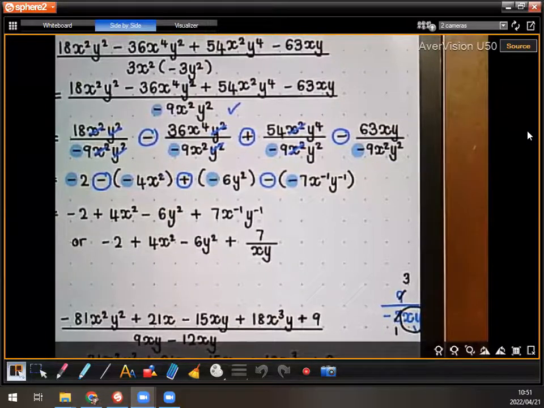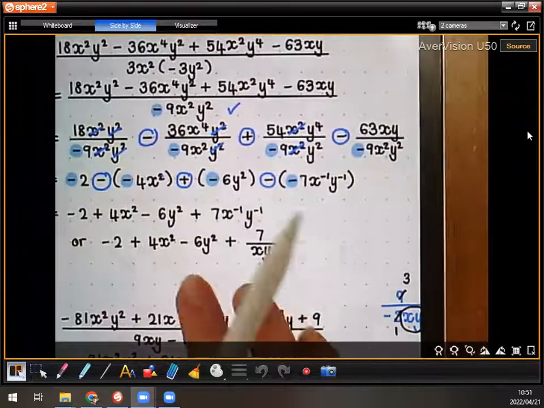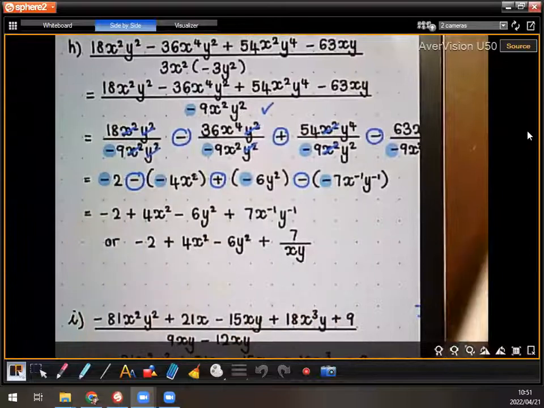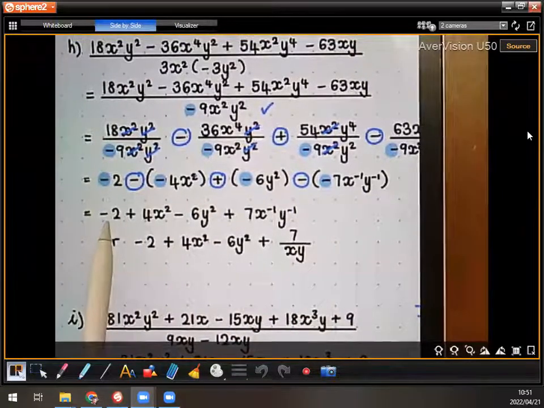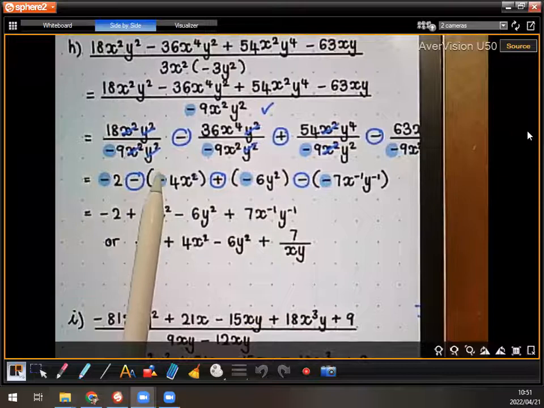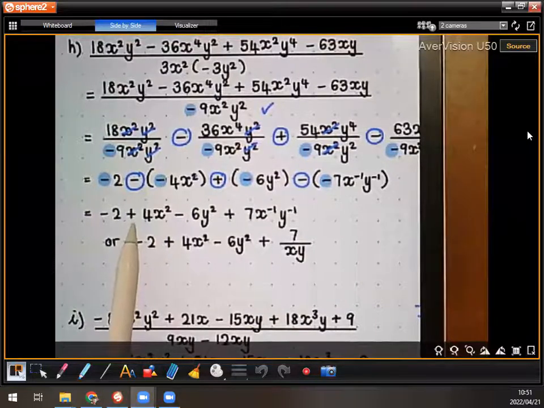So normally that would be the end. That would be the final answer. But unfortunately, we can't leave it with all these brackets. Okay, negative 2 is just there. But what's a negative times a negative? A positive. So you have to sort that out.